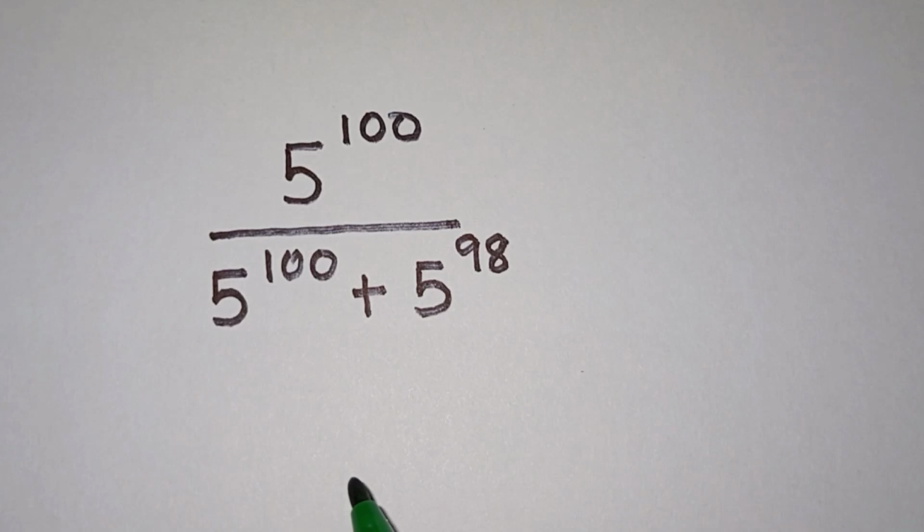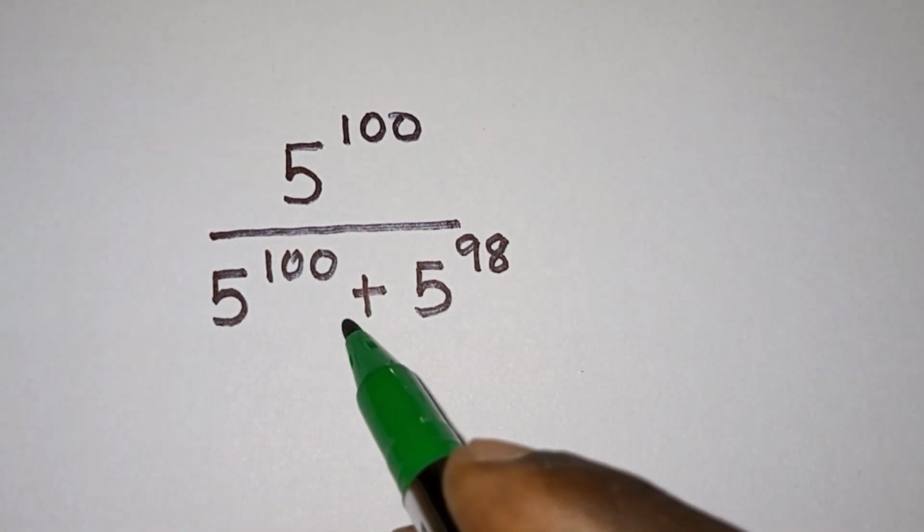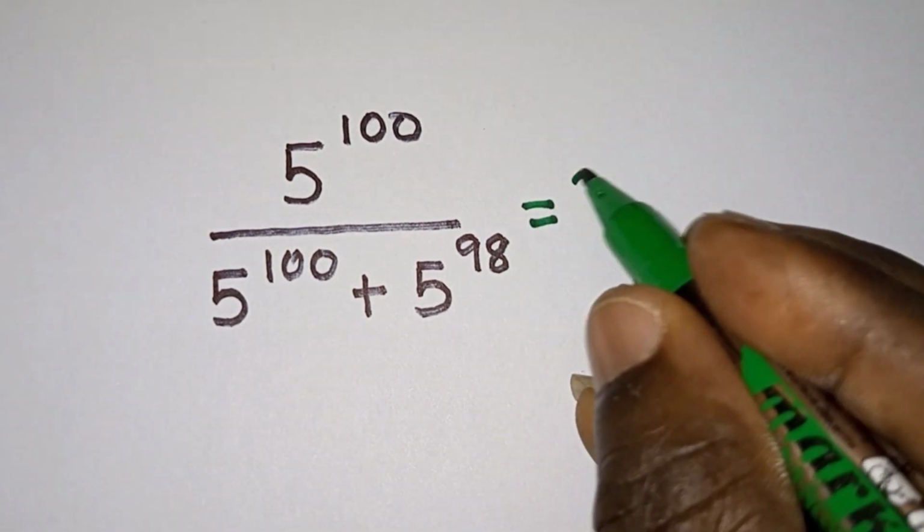Hello everyone, in this video we have this interesting problem: 5 to the power 100 divided by 5 to the power 100 plus 5 to the power 98, and we have to find the value of this.